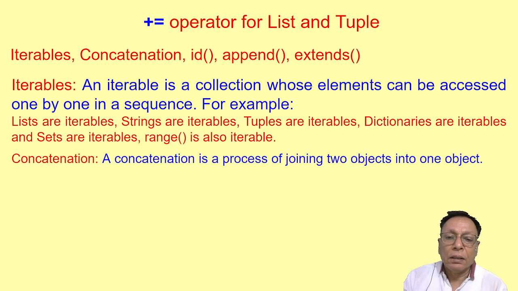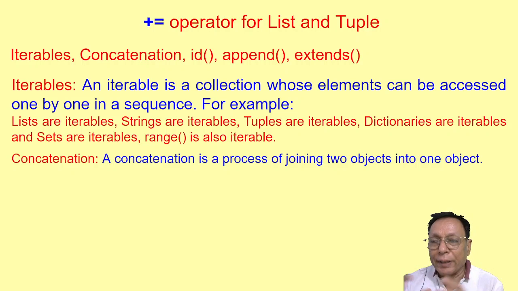Secondly, we are going to discuss concatenation, as we have discussed iterables. An iterable is a collection whose elements can be accessed one by one in a sequence, whereas concatenation is the process of joining two objects into a bigger one. So if you join two objects, the joining of these two objects will give you the bigger object. This is called concatenation.